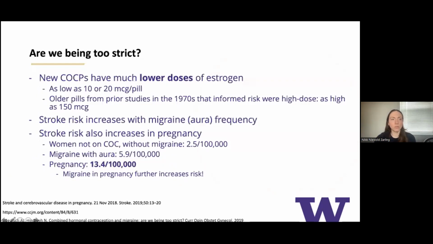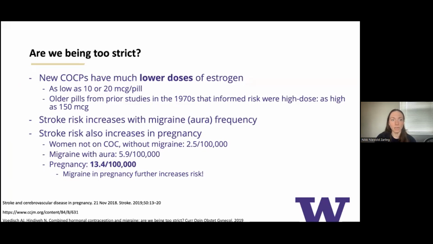And there's kind of this new growing movement saying, are we being too strict with patients with migraine with aura in banning them from getting combined oral contraceptives? One factor is that new OCPs have much lower doses of estrogen compared to the studies in the 70s that originally informed risk. So in those prior studies, every patient who had a stroke on an OCP was taking at least 50 micrograms of estrogen a day and up to 150, while new oral contraceptives are generally less than 30, and we have options that are as low as 10 or 20.